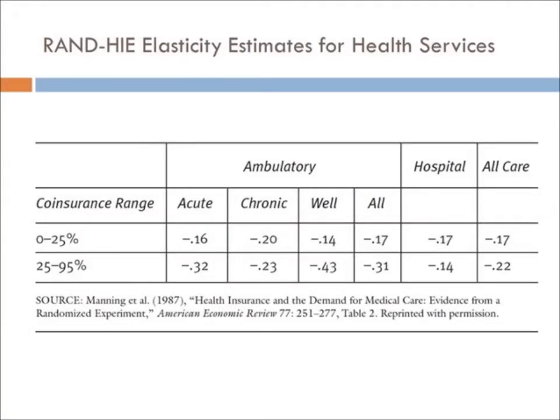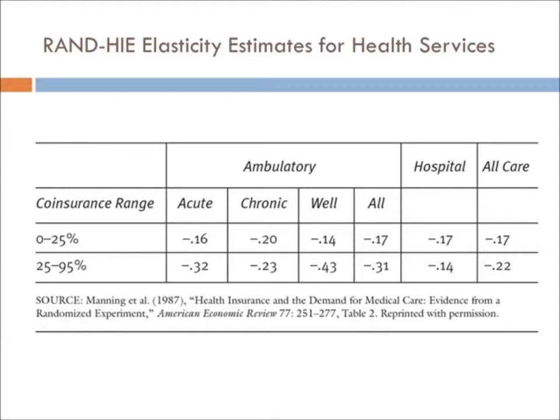So let's round out our discussion about elasticity. Take a look at ambulatory, and if you look at 0 to 25, it's 0.17, and 25 to 95%, it's 0.31. And so the difference is, the reason the 25 to 95 is higher is that as the customer has to pay more, the percent of services that they use is going to be less. So 31% less services used compared to the other one.